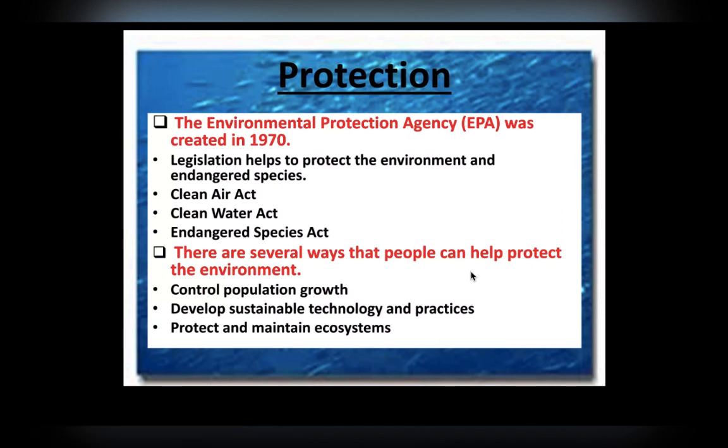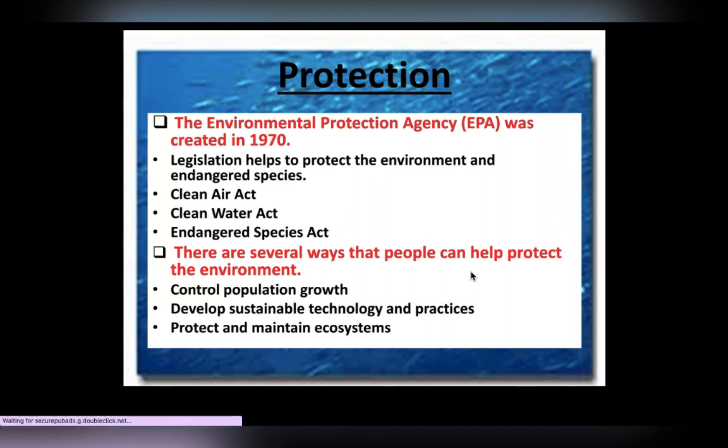Now, there are several ways that people can help protect our environment, even in our local communities. Okay, there are so many things we can do. One of them is to control population growth. In some countries, they have just one or two children only. You no longer have a lot of births. You have to control population growth. It is one of the ways to protect the environment.